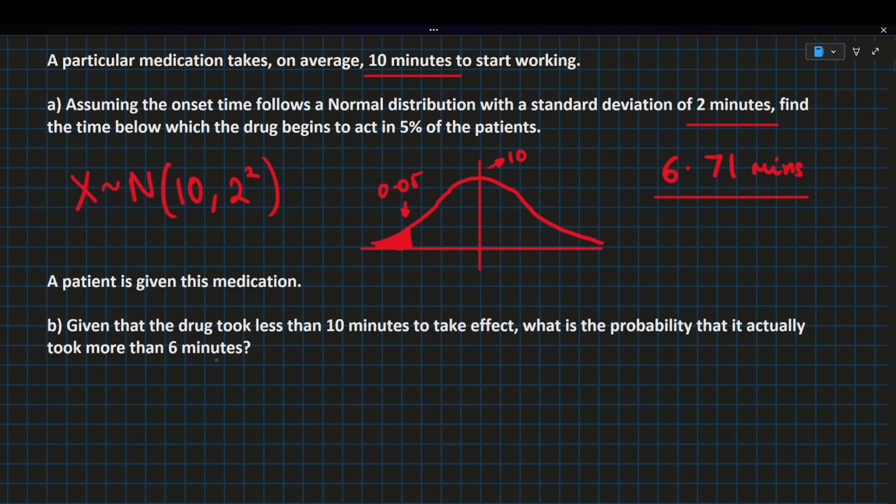A patient is given this medication, given that the drug took less than 10 minutes to take effect. So firstly, given, we're thinking about conditional probabilities when we see that. The drug took less than 10 minutes to take effect. What is the probability that it actually took more than 6 minutes? So we're trying to find the probability that our drug took more than 6 minutes to kick in, given that our drug took less than 10 minutes to kick in. And that will look something like this.